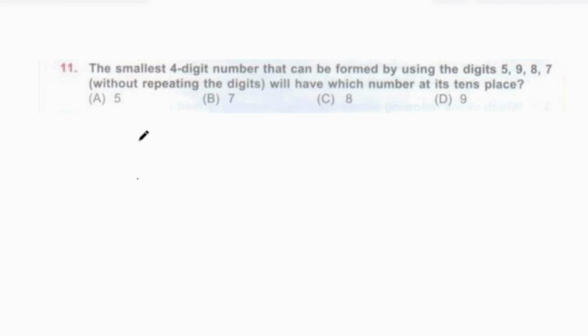So let's write down the smallest number that we have, which is 5, followed by the next smallest number, which is 7, followed by the next number, which is 8, and then you have 9. Here 9 is in the units place or the ones place, 8 is in the tens place, 7 is in the hundreds place, and 5 is at the thousands place. So since we have to find the number which is in the tens place, 8 is the correct answer, which is option C.